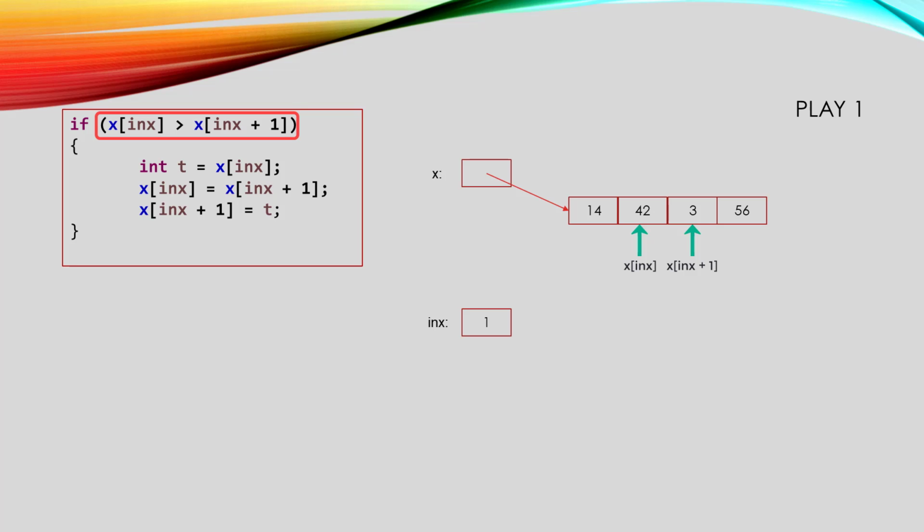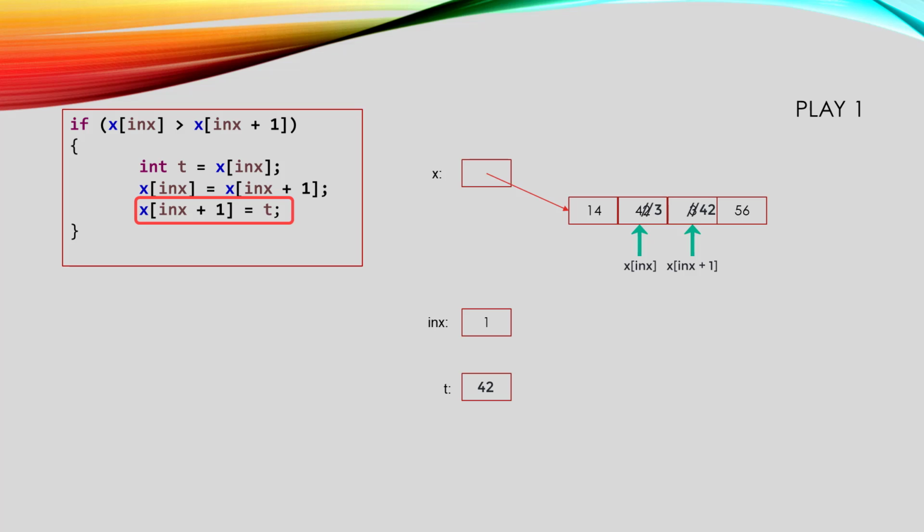It is, so we will go into the then block. That code declares a variable t and copies the value in x sub INX into it. That will make t be 42. Then it copies the value in x sub INX plus 1 into x sub INX. That will copy the 3 into x sub 1. Then it copies the value saved into t into x sub INX plus 1. That will put the 42 into x sub 2.